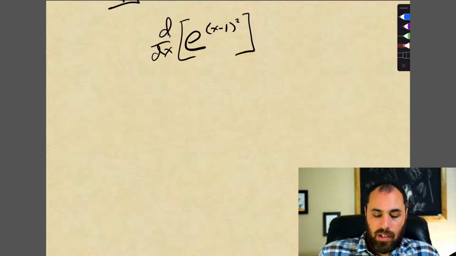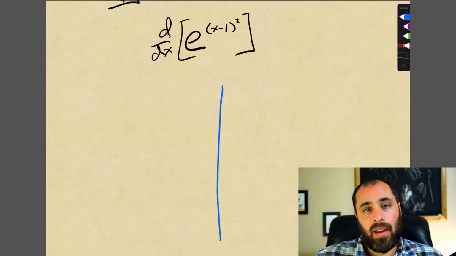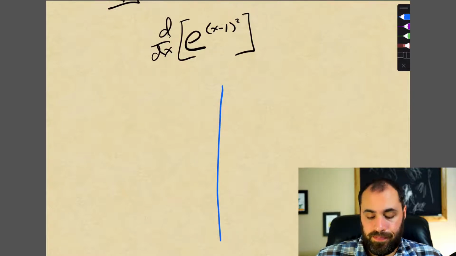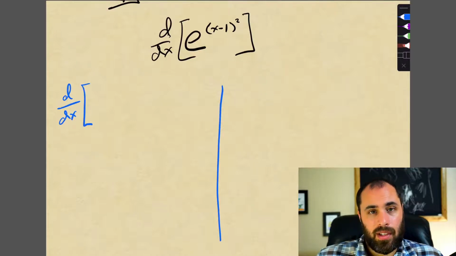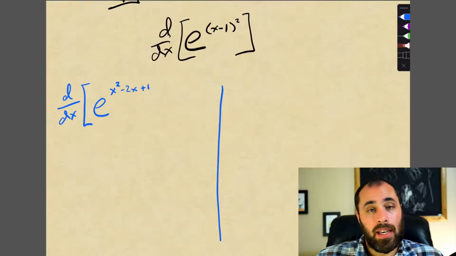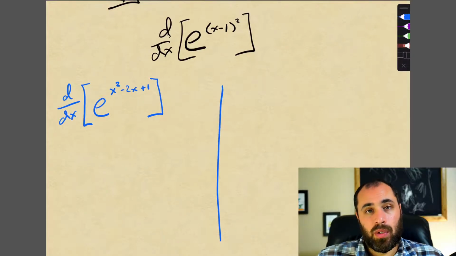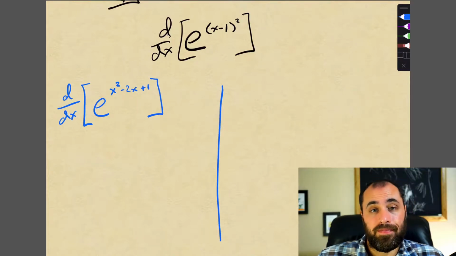Now, the last function here, I want to know the derivative of e to the power of x minus 1 squared. There's two ways we can handle this. The first, I think you'll see, is pretty straightforward using the chain rule. What I can do before taking a derivative, before doing any calculus, is to expand that polynomial in the exponent. So x minus 1 squared, if we FOIL, we get x squared minus 2x plus 1.